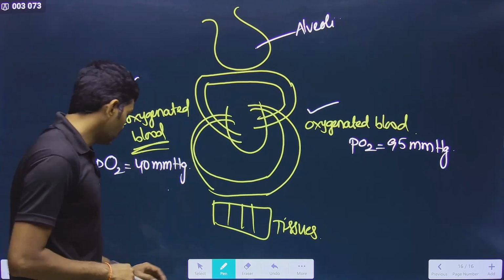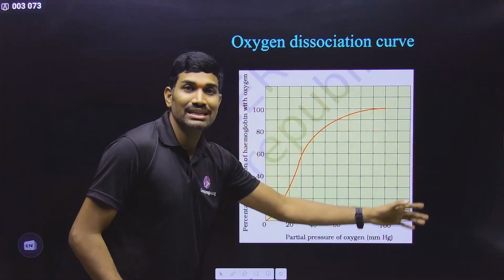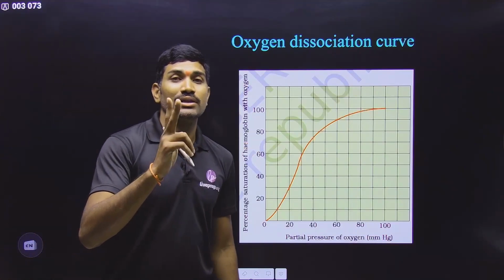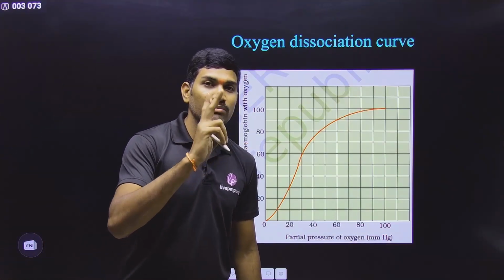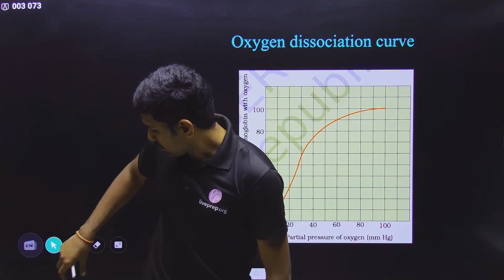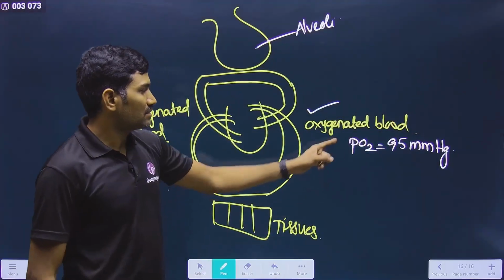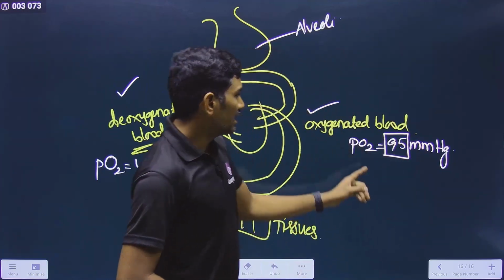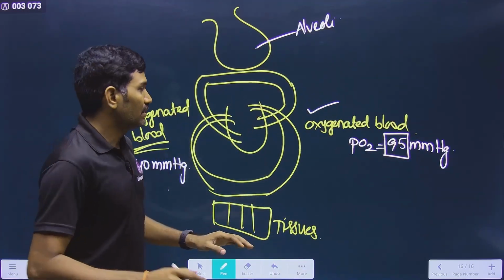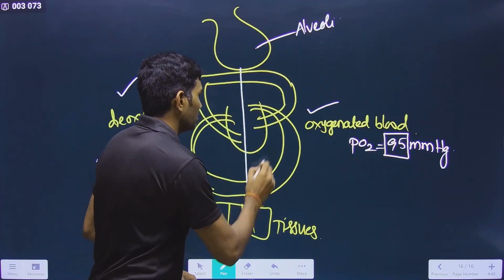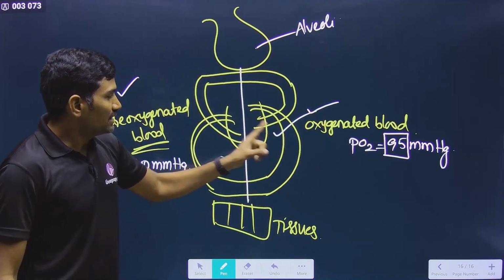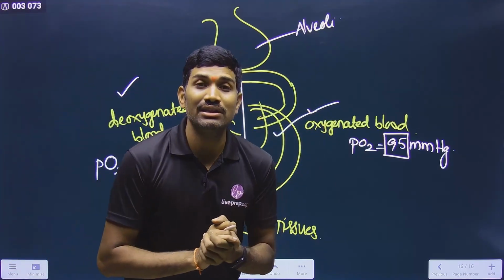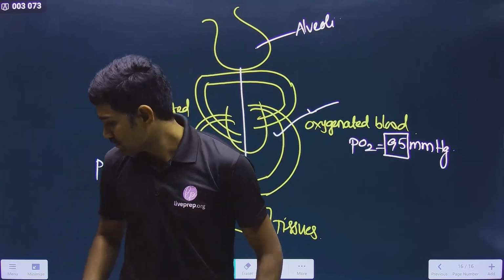So even though this graph is an experimental graph, we are worrying about two important partial pressures. What are these two important partial pressures? One is 95 mm mercury related to oxygenated blood. That means within the oxygenated blood, this is the oxygenated blood part, how much of hemoglobin is saturated with oxygen? That is the point.